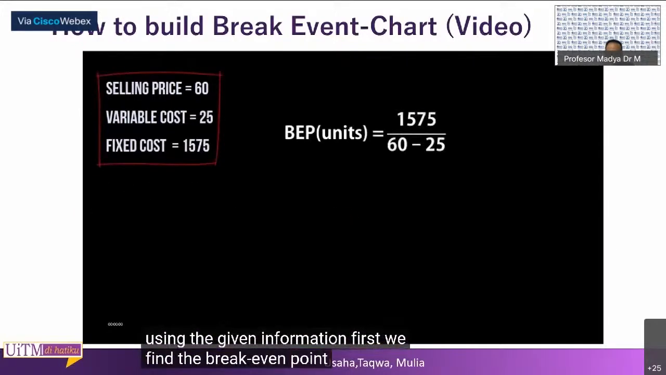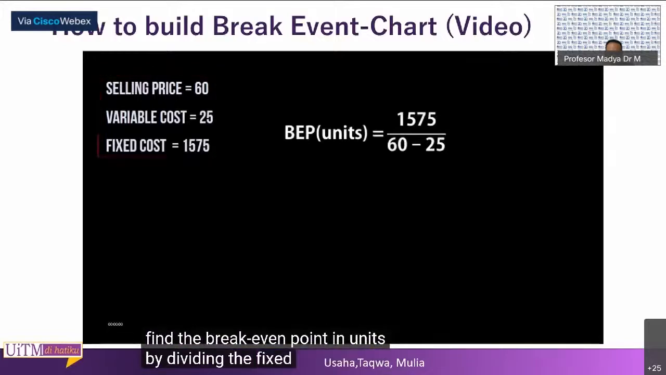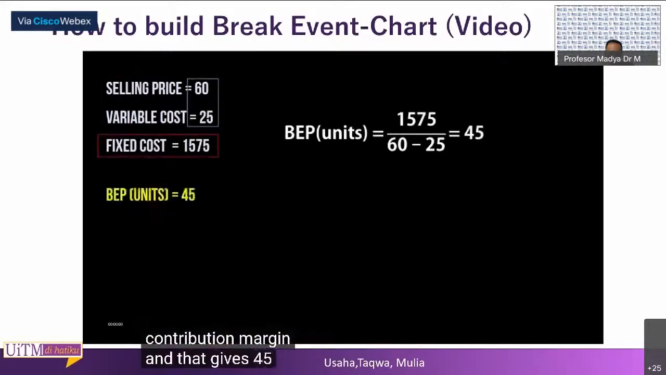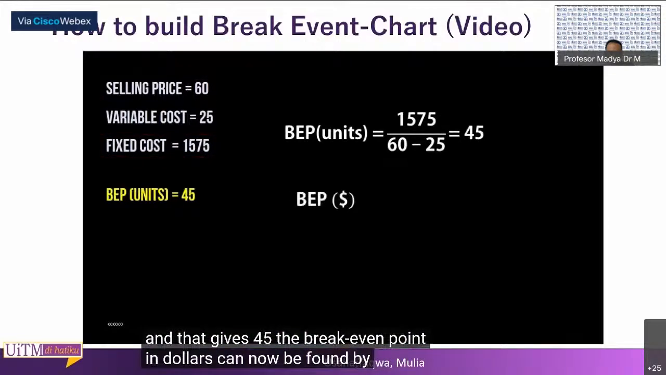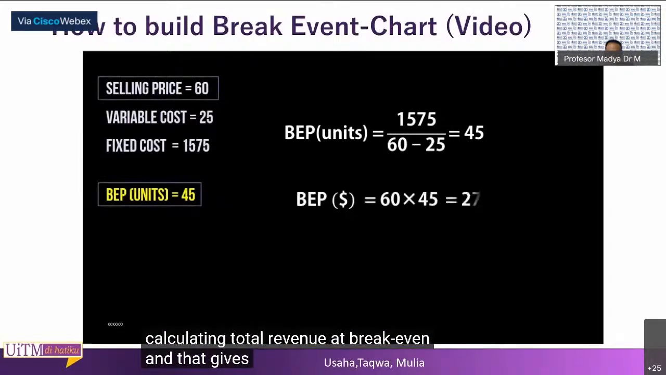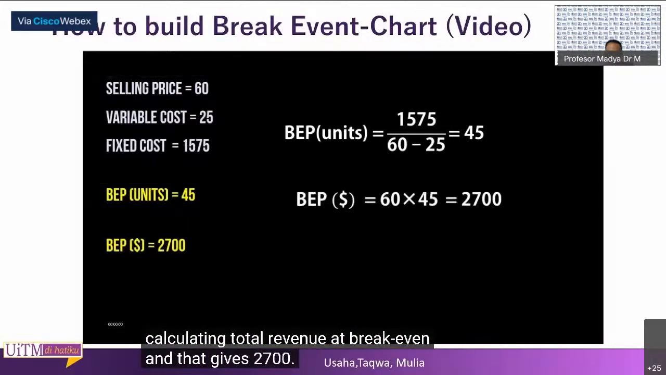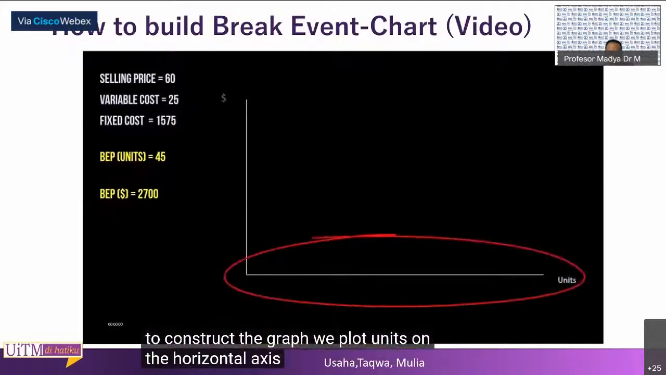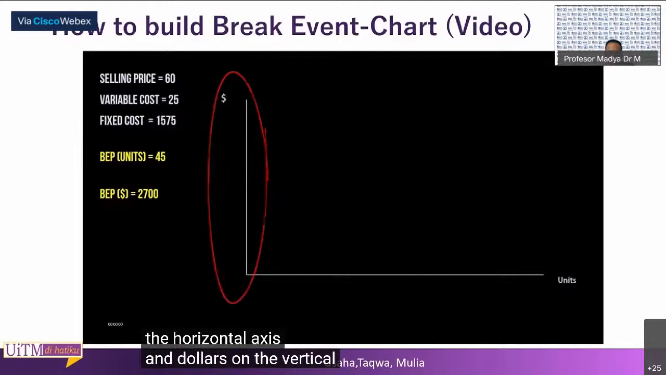First, we find the break-even point in units by dividing the fixed cost by the contribution margin, and that gives 45. The break-even point in dollars can now be found by calculating total revenue at break-even, and that gives 2,700. To construct the graph, we plot units on the horizontal axis and dollars on the vertical.